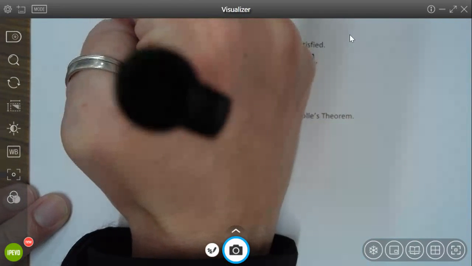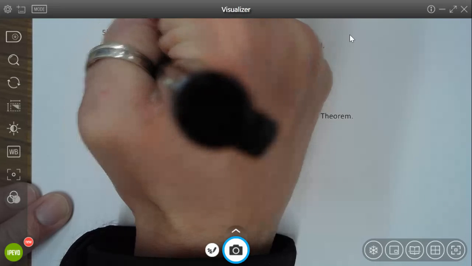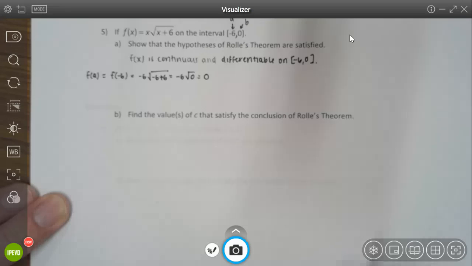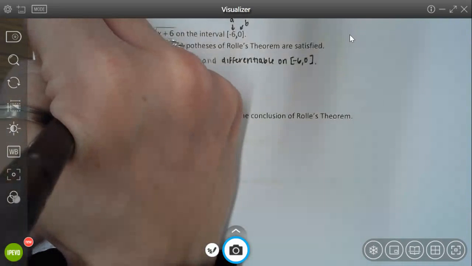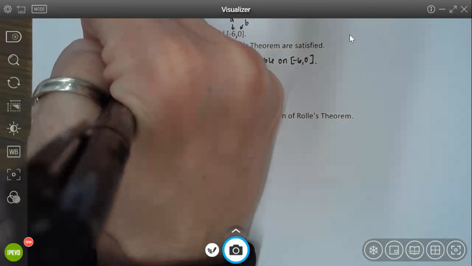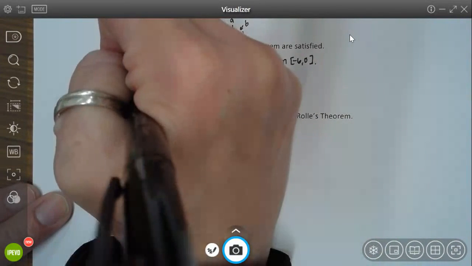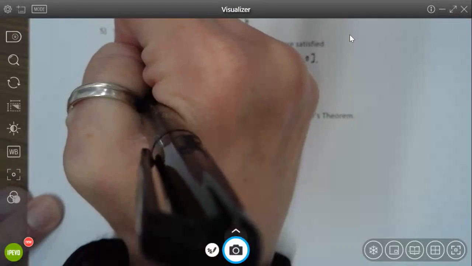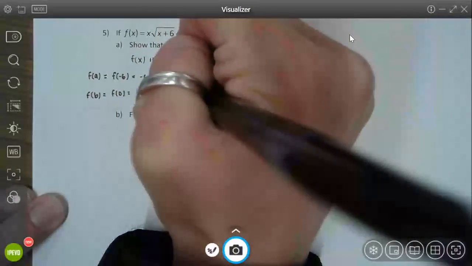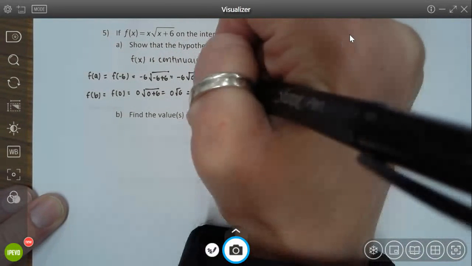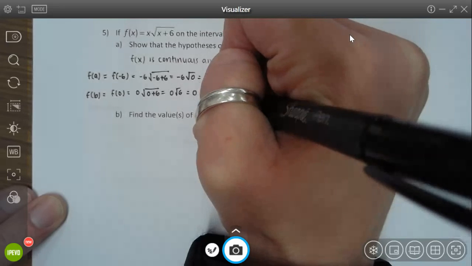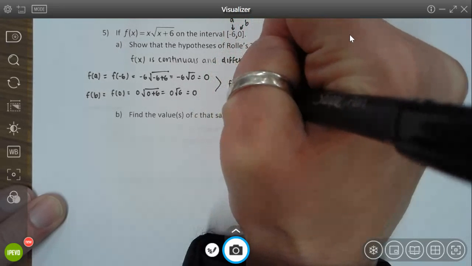So -6 times the square root of -6 plus 6 is going to give us -6 times the square root of 0, which would be 0. And we want to show that f of b, or f of 0, is the same. So 0 times the square root of 0 plus 6 is going to give me 0 times the square root of 6, which would be 0. So here we are able to show that f of a is equal to f of b, which in this case, f of -6 is equal to f of 0.